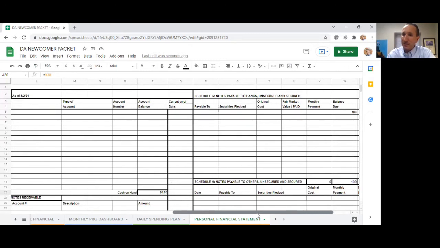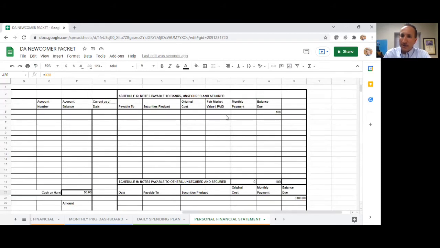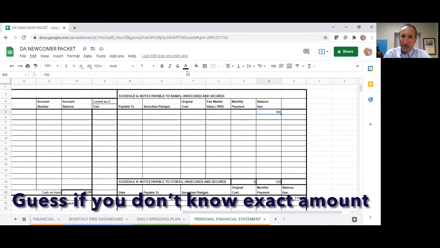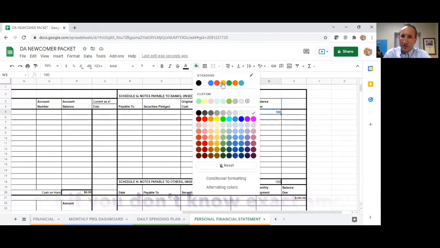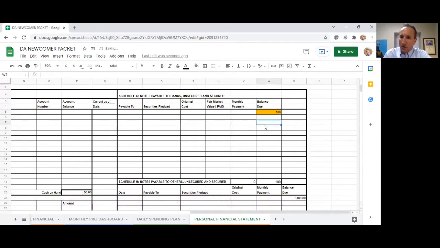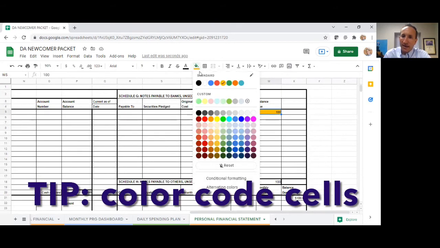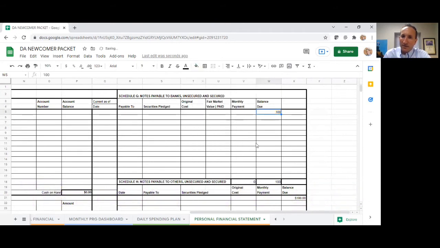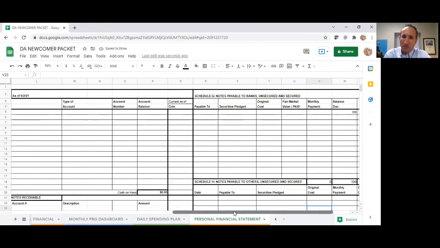If you don't know the exact number and you're trying to fill it out right now, put as close as you can get and maybe highlight that cell. You can highlight the cell by just clicking it and going here and just saying orange. Orange means I need to come back and work on that number. Whatever you need to do, I like to do that so that it stands out and I can always come back and fix it later. But at least it's a memory marker.